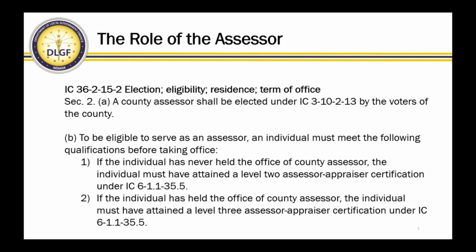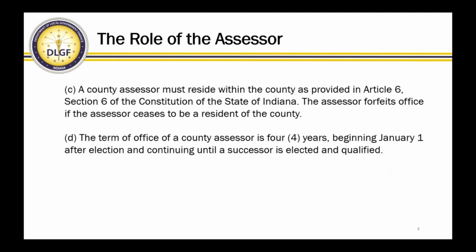But in terms of the challenge to a person's residency or owning property, or whether or not they have their level 2 or level 3, that would be handled at the local level. Our office would not be involved in that. So if somebody wanted to challenge someone's eligibility or qualifications, they would have to do it at the local level and not through our office.